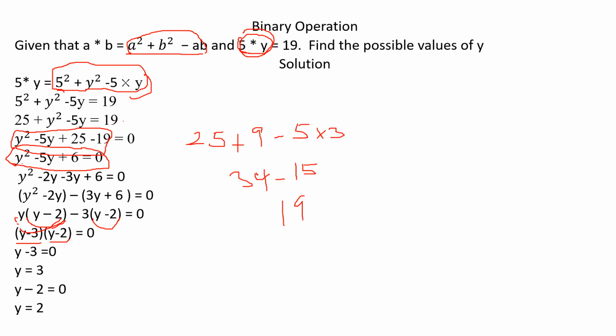Let's try for 2 as well. 25 plus 2 squared will give us 4, minus 5 multiplied by 2. So this will give us 29, minus 10, which is also equal to 19. So the values for y are 3 and 2.